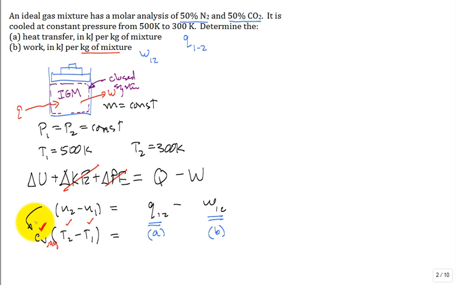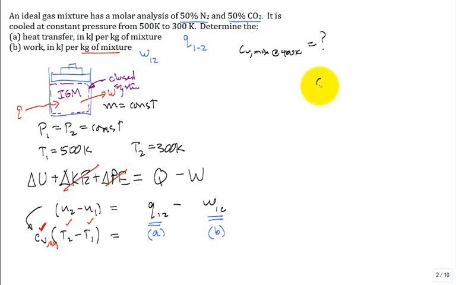400 Kelvin. So could I get the C sub V of this mixture at a temperature of 400 Kelvin? How do I get that? How do I calculate the specific heat constant volume of this binary mixture at 400 Kelvin?